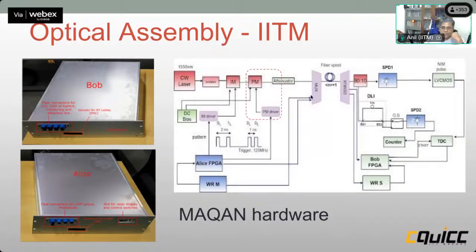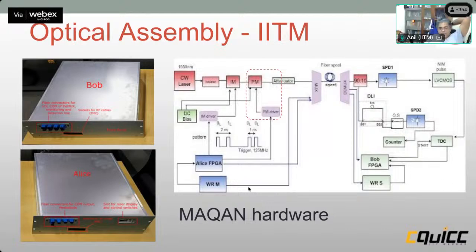What are these? Remember those wavelengths that I was telling you about, the Q channel and the C channel? Those can all go out on different wavelengths. They get combined using a multiplexer onto this fiber spool, and then they get demultiplexed and they come out and go back to the FPGA boards, right? So a lot of electronics, both on the transmit side and on the receive side.